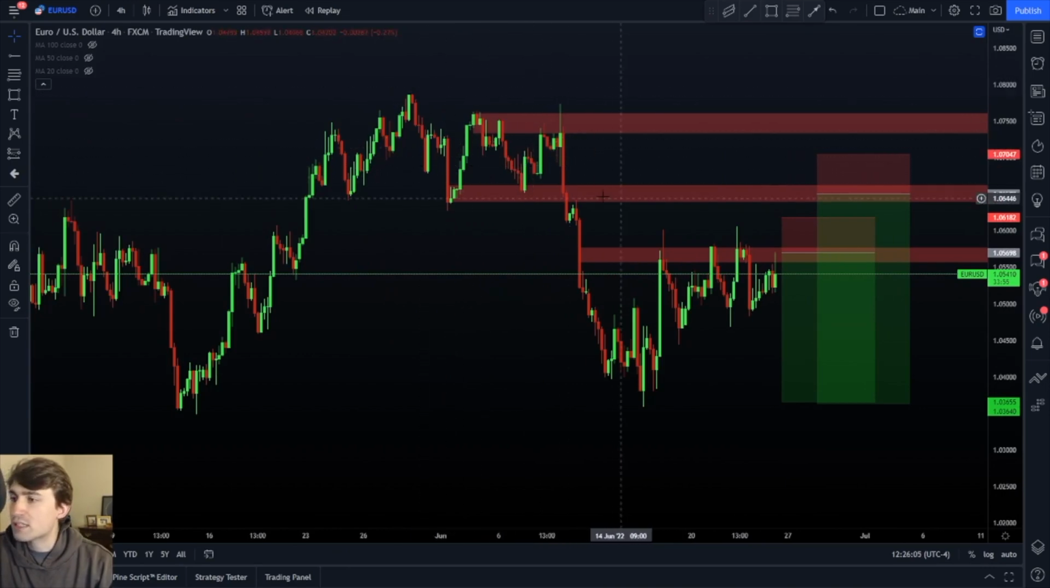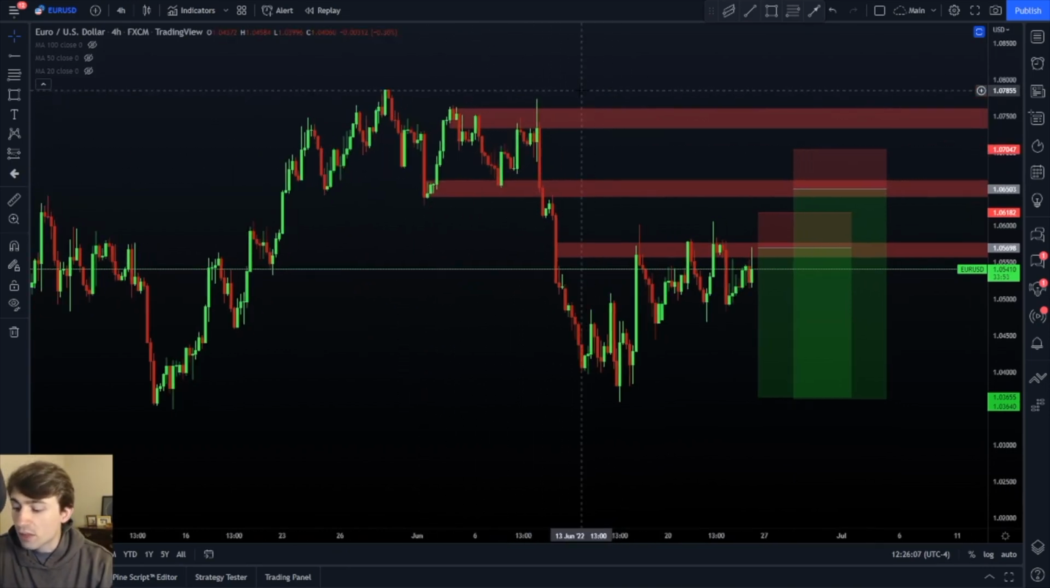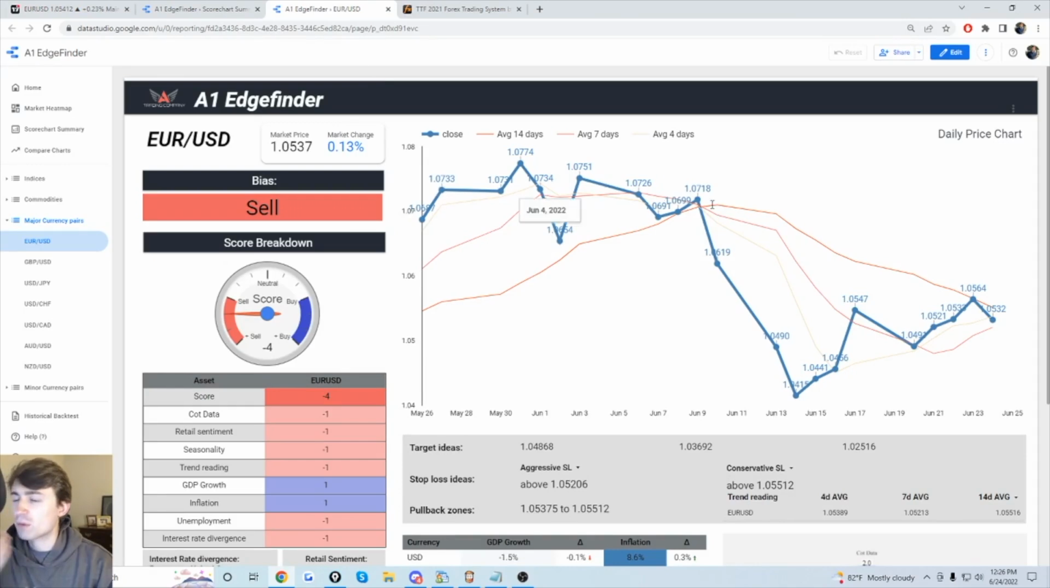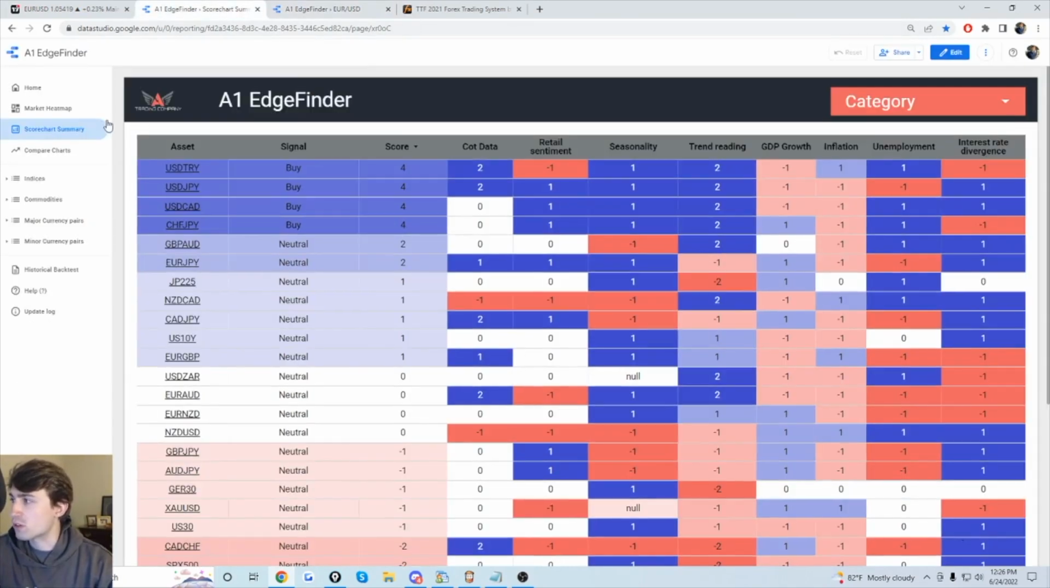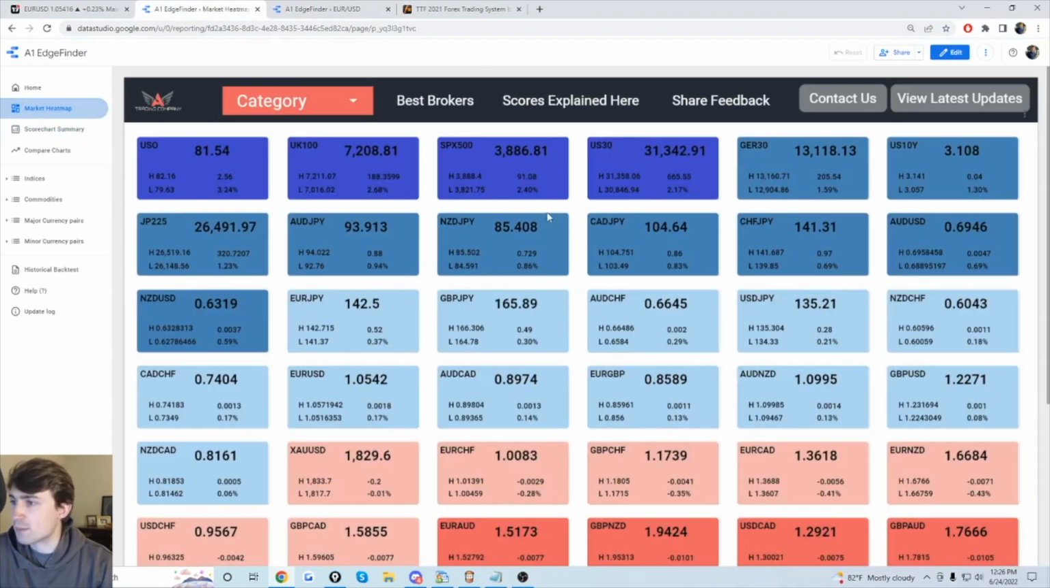So Euro USD, definitely one that would be, in this current environment, one that's on my watch list, right? Again, we've used the market scanner. We spotted it from the score chart summary, which also comes with some nice heat map features and stuff like that.